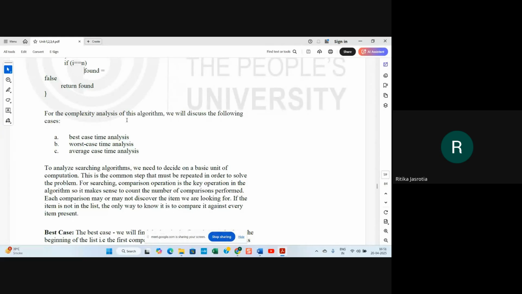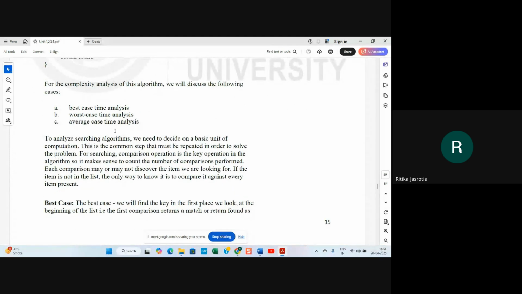So for the complexity analysis of this algorithm, we will discuss the following cases: best case time analysis, worst case time analysis, and average case time analysis. To analyze searching algorithms, we need to decide on a basic unit of computation. This is the common step that must be repeated in order to solve the problem. For searching, the comparison operation is the key operation in the algorithm, so it makes sense to count the number of comparisons performed. Each comparison may or may not discover the item we are looking for.